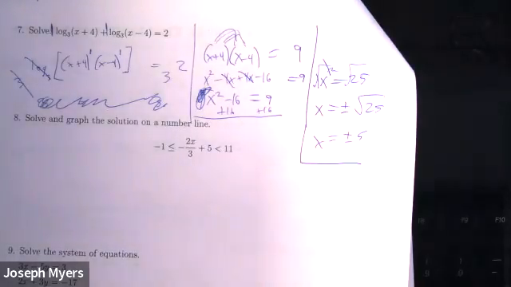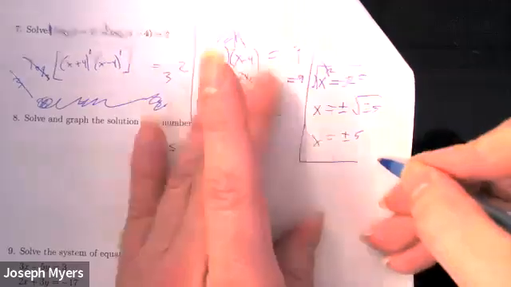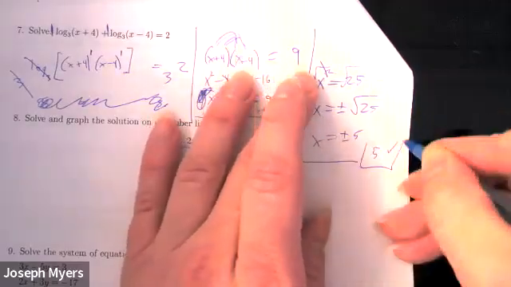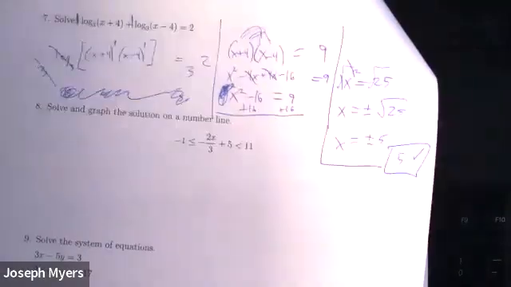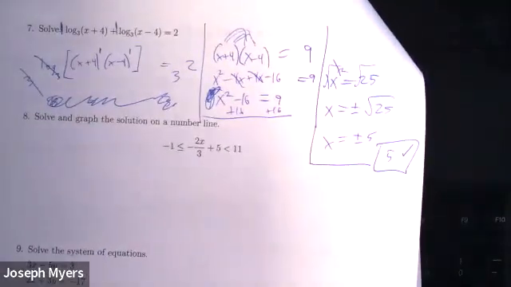But that's not enough, though. We have to make sure that the positive 5 is also in the domain of the other logarithm. So what does positive 5 take away 4? 1. And 1 is positive. So both of them are positive. So that means that positive 5 is in the domain of the equation. So that's a valid answer. But you have to be really careful, because this is not a valid answer just because the answer is positive. It's only valid because the logarithm had ended up with a positive inside of it.